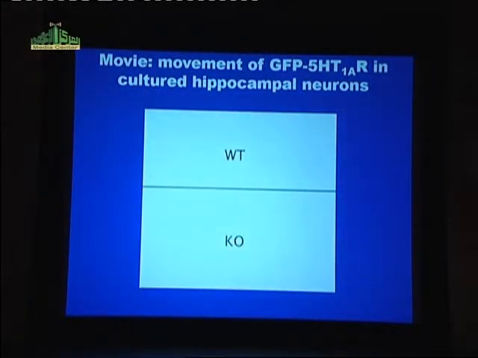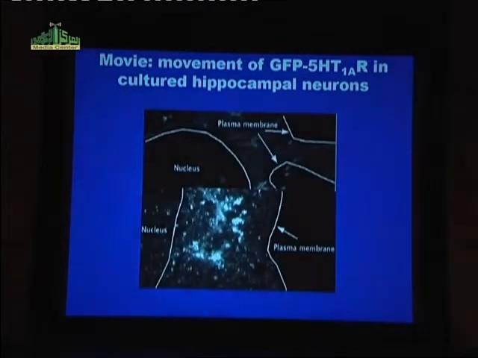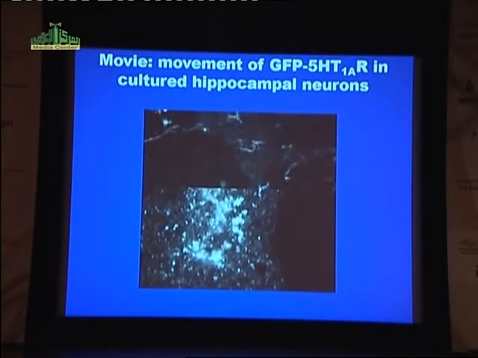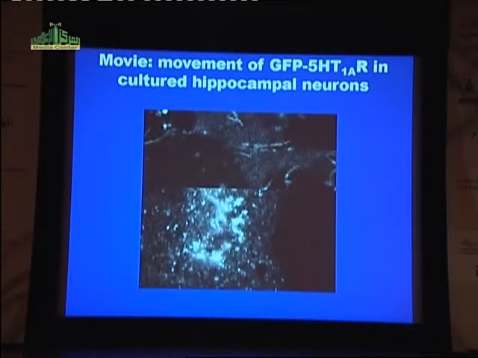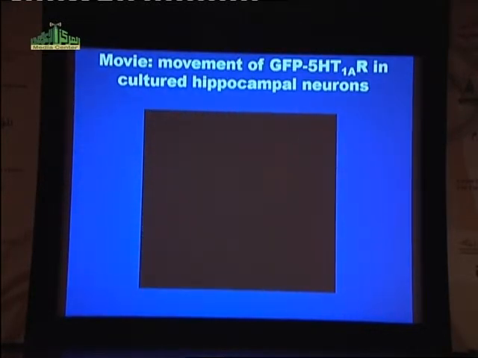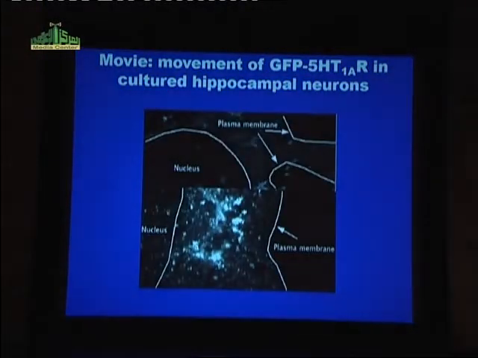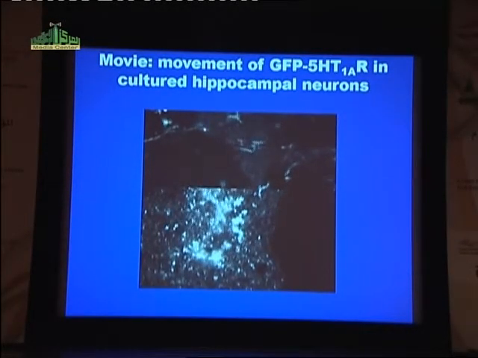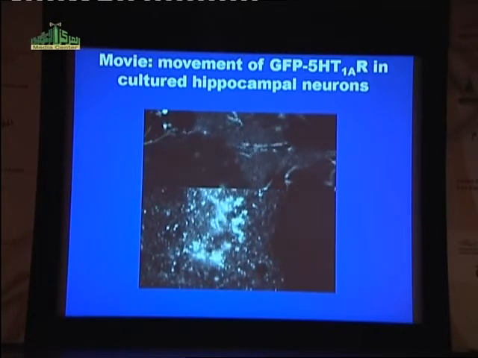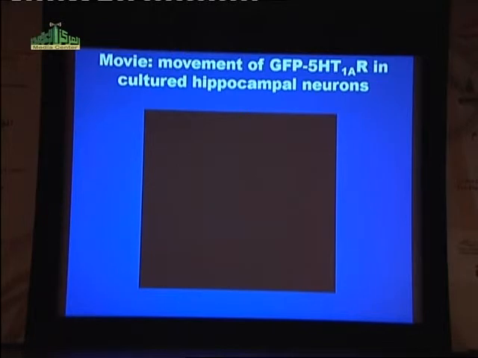In wild type, you can see the active transport of the 5-HT1A receptor, serotonin 1A receptor, from the cell center to the plasma membrane. But in the knockout, the receptor tends to stay in the cell center and cannot move. Here, in wild type, the receptors are incorporated in the tube and move from the cell center to the plasma membrane. But in the knockout, they stay in the cytoplasm and cannot move.